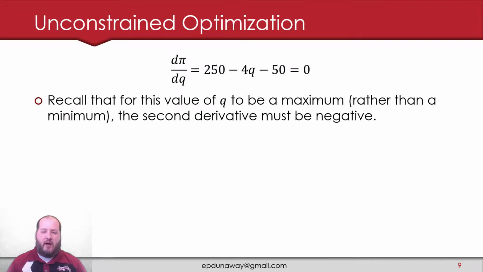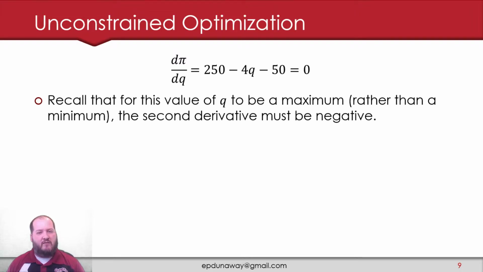So remember that when we set it equal to 0, our first order condition, we have either a maximum or a minimum, but we don't know for sure which one we have. In order to tell that we actually have a maximum, we need to look at the second order condition, or the second derivative of our objective function, and that derivative needs to be negative. So let's take a look at that.